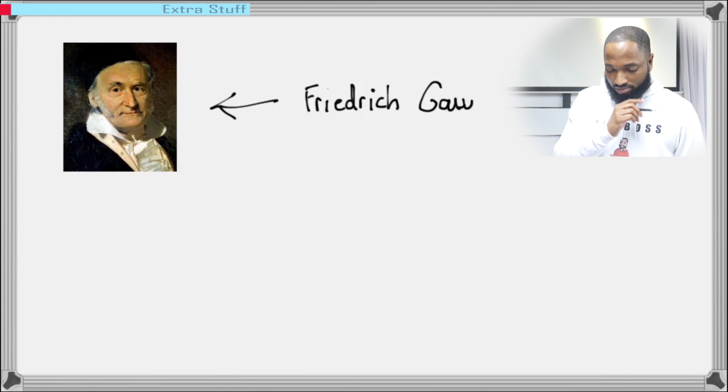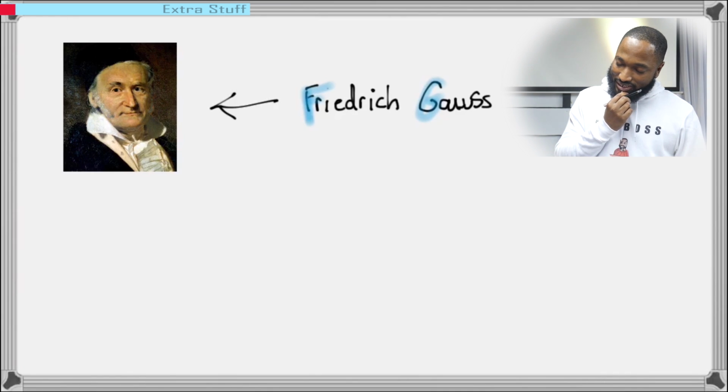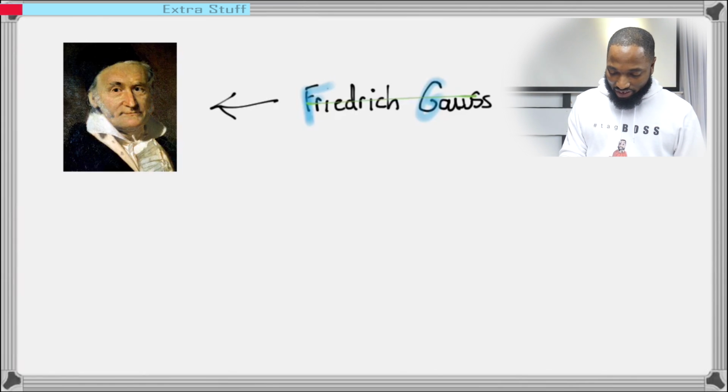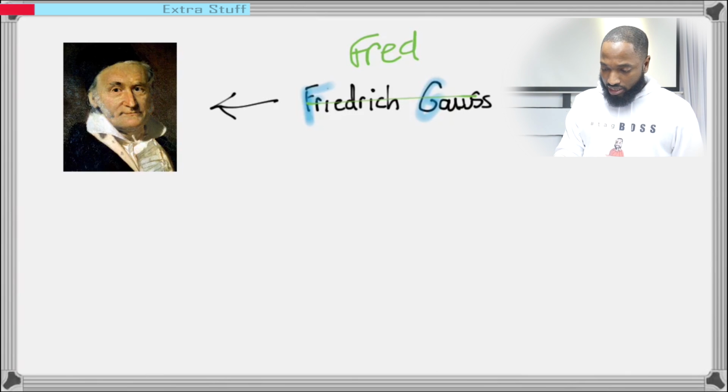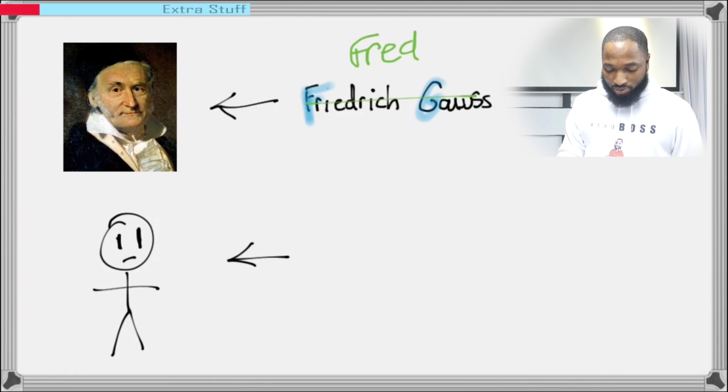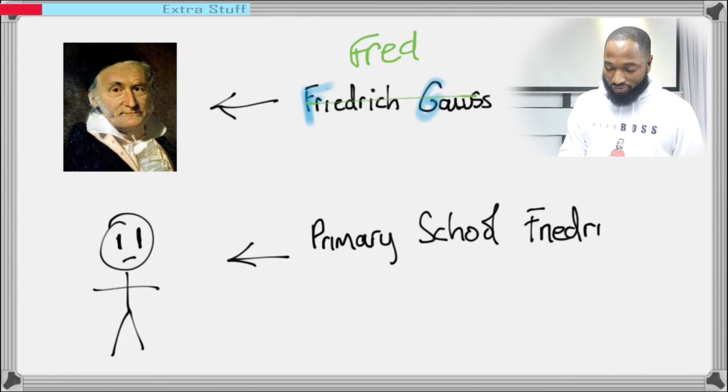Well, we'll use this guy, Frederick Gauss. They call him Fred. Fred was a German dude, 18th century, boss of a mathematician, prince of mathematics or something like that. Used to call him. But let me talk about little Fred, primary school Fred.